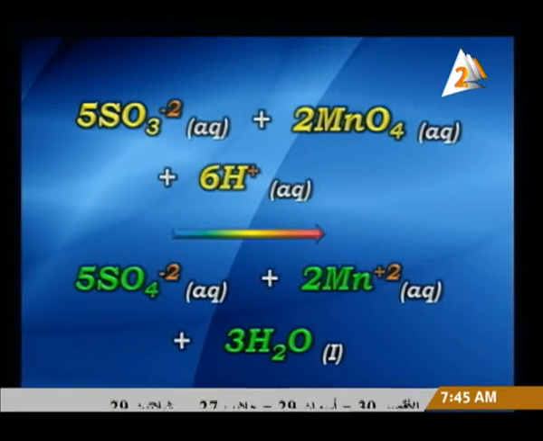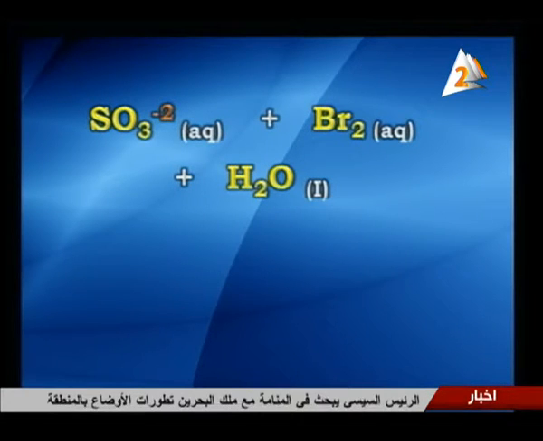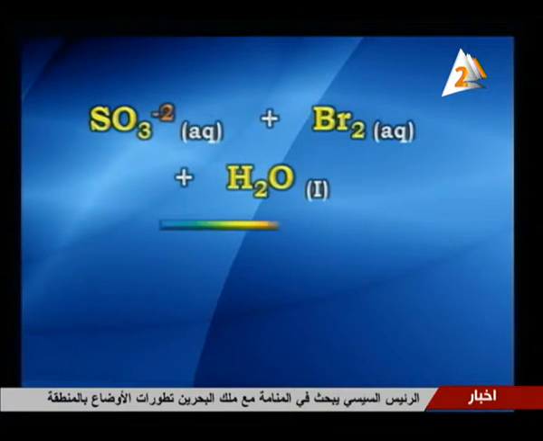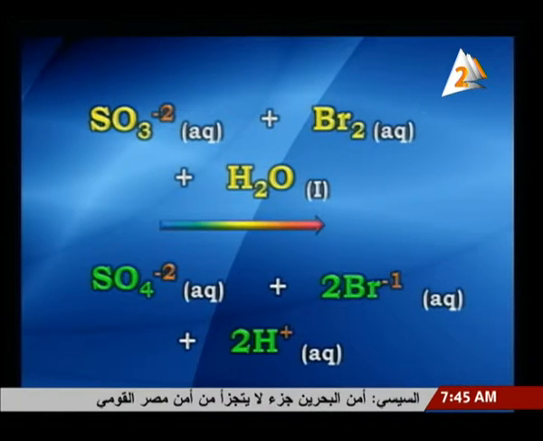So here we have the other part of this equation: SO3 2 negative aqueous solution in the presence of bromine and liquid water added to all of them. So the result in this case will be SO4 2 negative aqueous and 2 Br negative plus 2 H positive. It's great to talk about all of this.